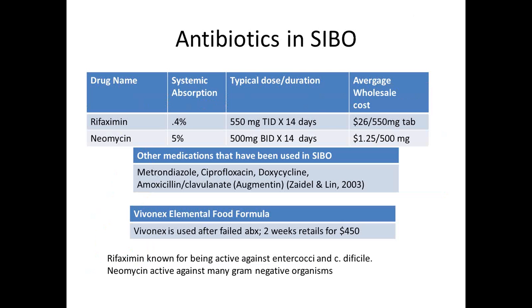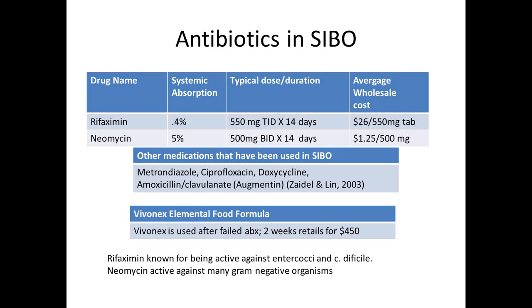Okay, so I'm going to build on the treatment just by going through individual treatment modalities for SIBO, and then tie it together with some more strategy. So these are the main antibiotics used in small intestinal bacterial overgrowth. The top of the list is rifaximin, and there's 0.4% systemic absorption, so it's a gut-directed antibiotic.